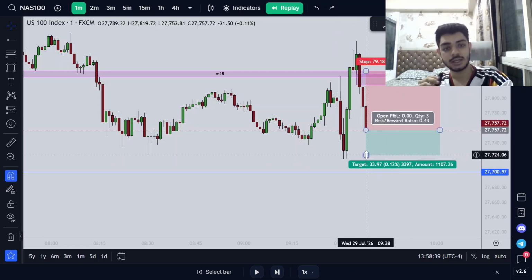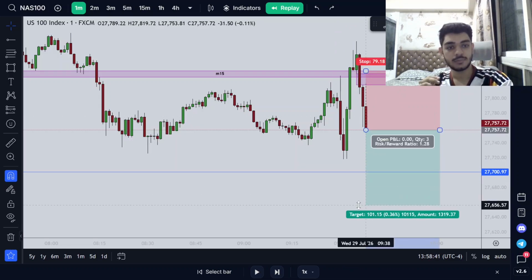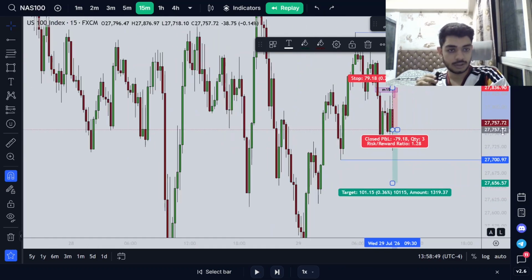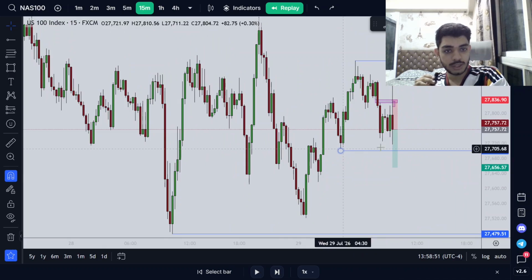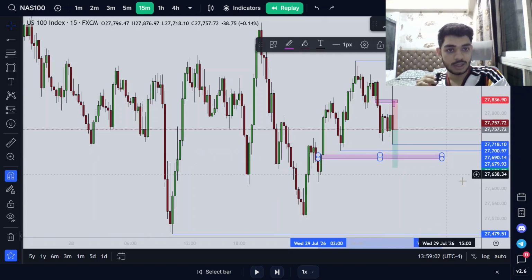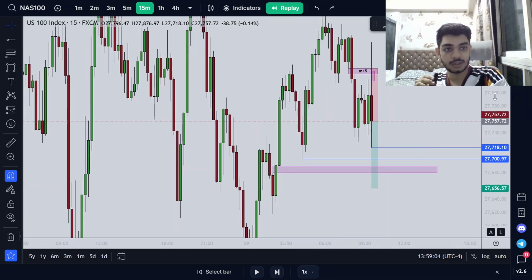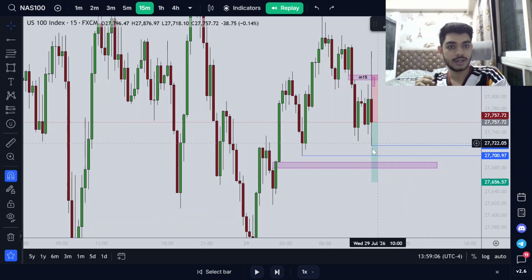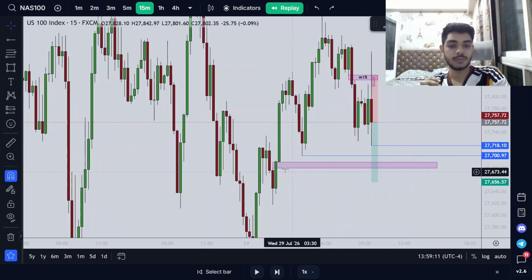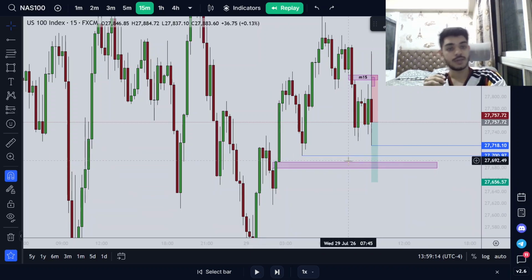And as soon as I entered, I realized that my targets were too big. I felt like the targets were unachievable. Why? Because we had the NY low right here, we had the London lows right here, and we had this minor 15-minute imbalance over here. And basically, I'm asking the market to take out the NY lows, take out the London lows, and go through the M15 imbalance which is created here to hit my targets.